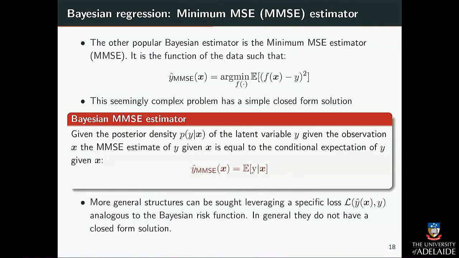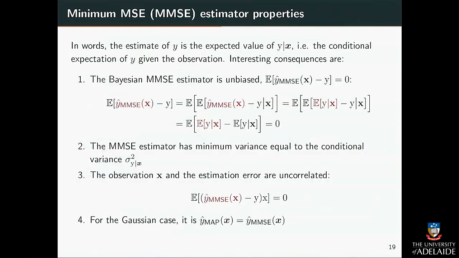But in fact, the solution is very elegant and simple, and the argument that proves it is as simple. I don't have the time to go through the proof, but it is a few lines. And the proof tells you that the minimum mean squared error estimate given an observation of x is nothing but the conditional expectation of y given x. Okay? And also, this particular estimator is unbiased.